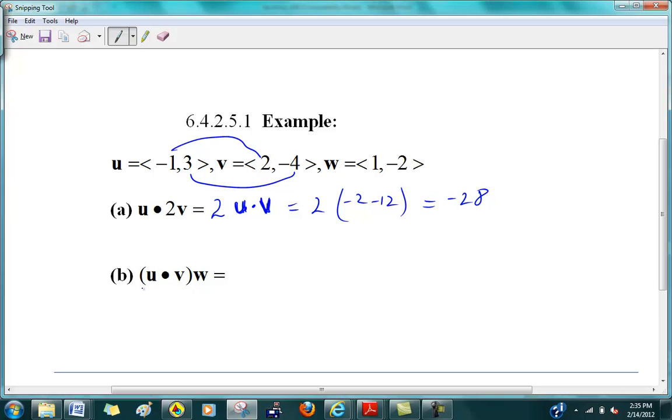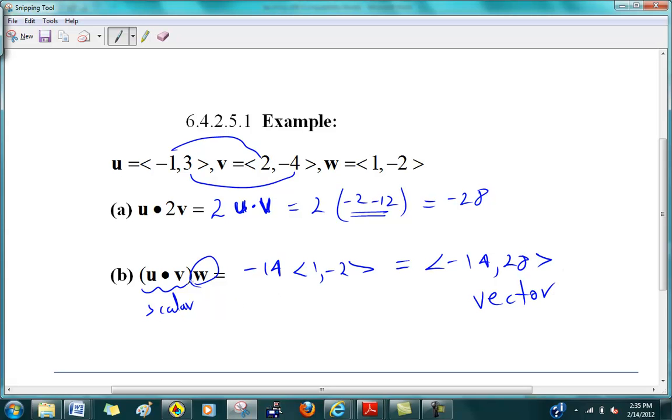And to do this, notice that this is going to be a scalar, which we are then going to multiply the vector w with, so our result in this case is going to be a vector. So u dot v is equal to minus 14 from here. So it's going to be minus 14 times 1 comma negative 2, and if you write it in component form, it becomes minus 14 comma 28. So, doing some dot products. Again, to emphasize, notice that this result is a vector, because what we end up getting really is a scalar here times a vector, which gives us a vector.